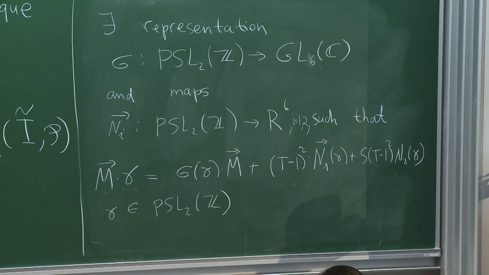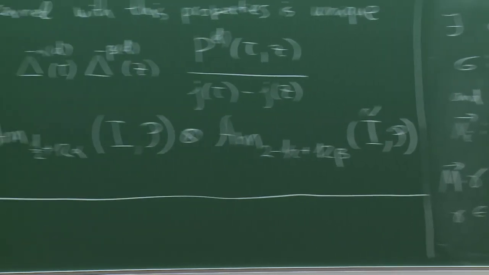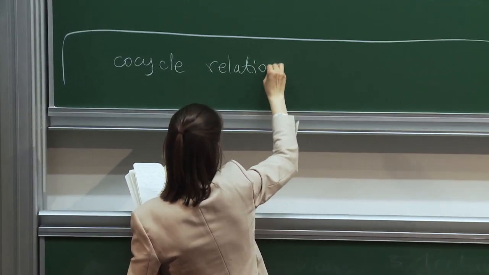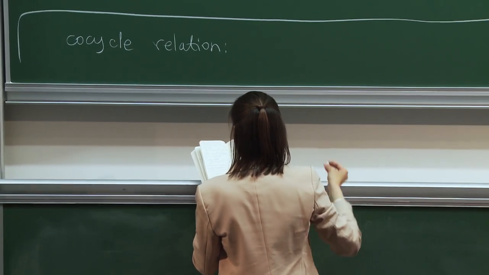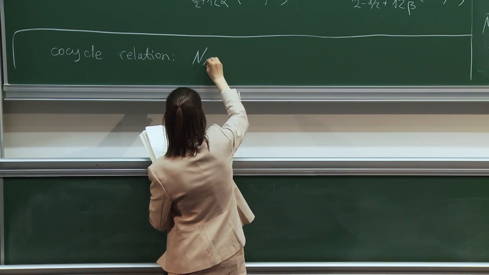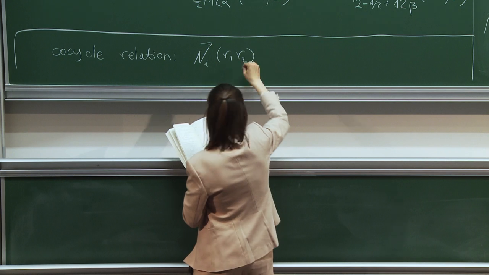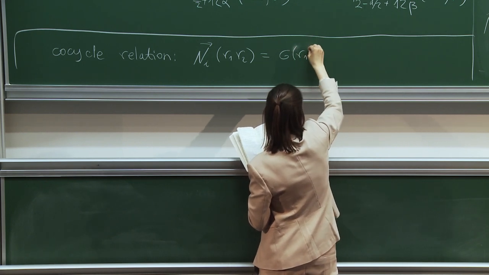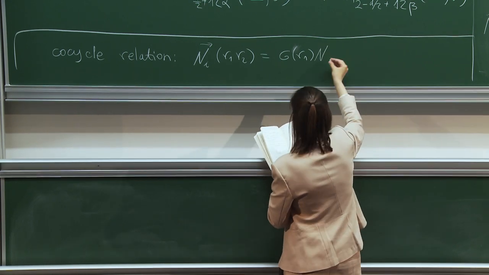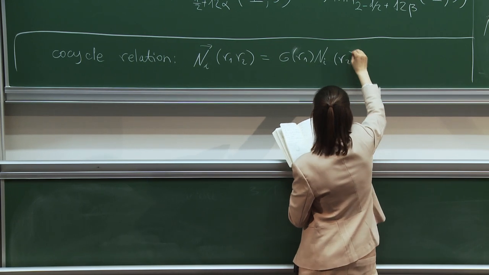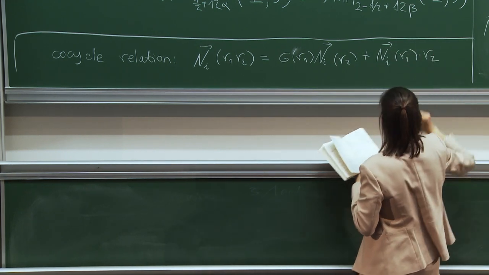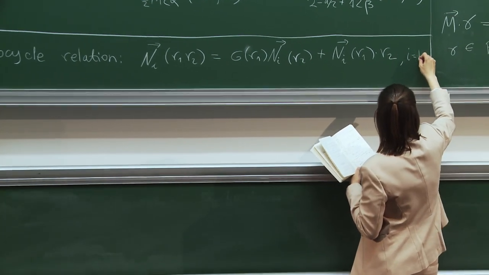And so now these functions n1 and n2 will satisfy the cocycle relation. The cocycle relation is the following. If we want to compute this function on the product of two elements of the group, then what we get will be the following. And this should be true for both i equals 1 and 2.